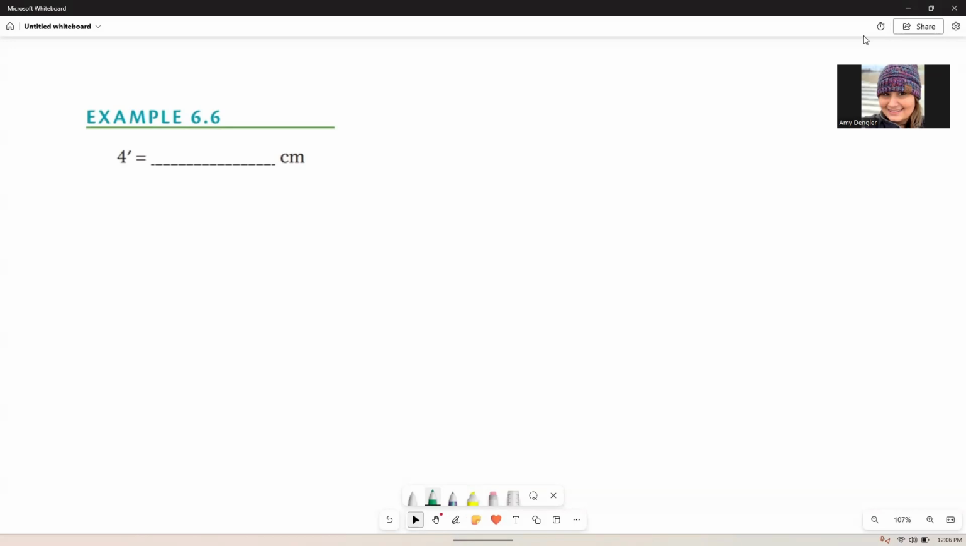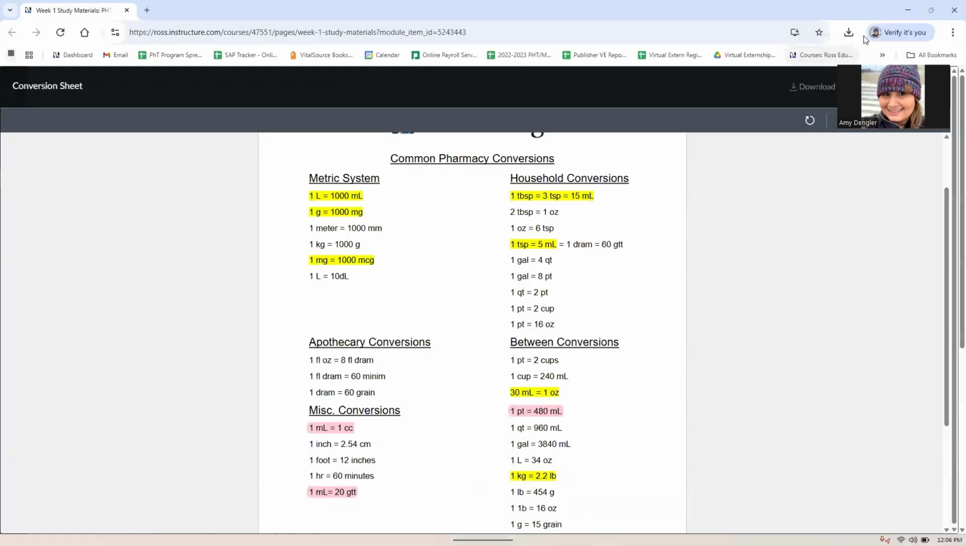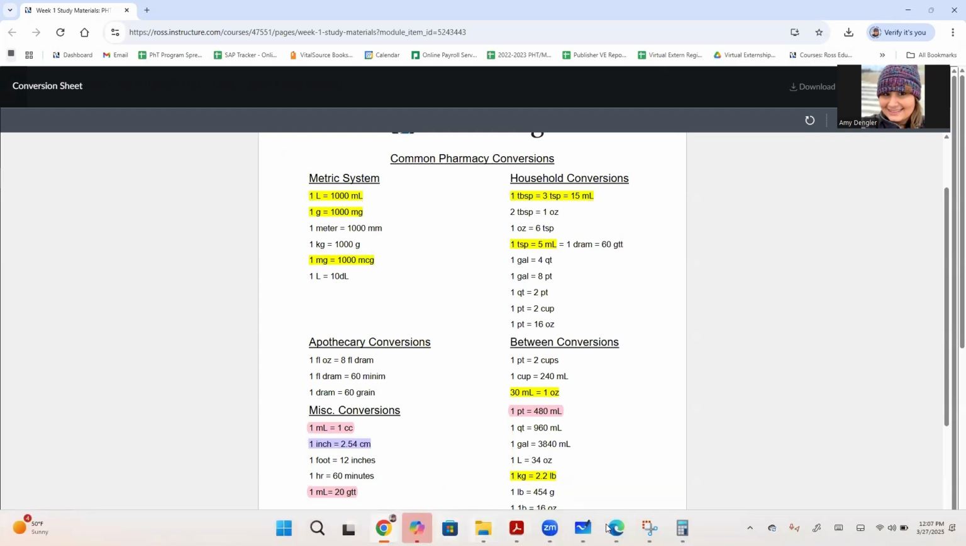Example 6.6, we're going from 4 inches to centimeters. So of course, we're going to go to our handy sheet and look for a conversion factor between inches and centimeters, which under miscellaneous conversions we have. So 1 inch is equal to 2.54 centimeters.